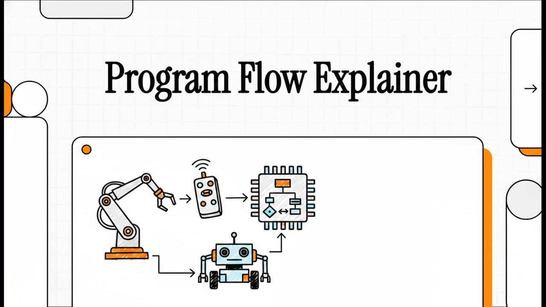Today we're focusing on an absolutely fantastic part of Grade 7 Robotics, Unit 03. We're going to be unpacking the core concepts of program flow.